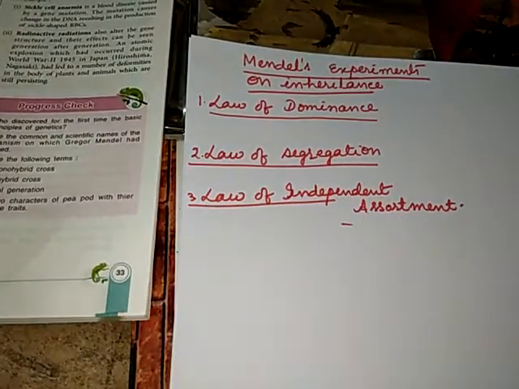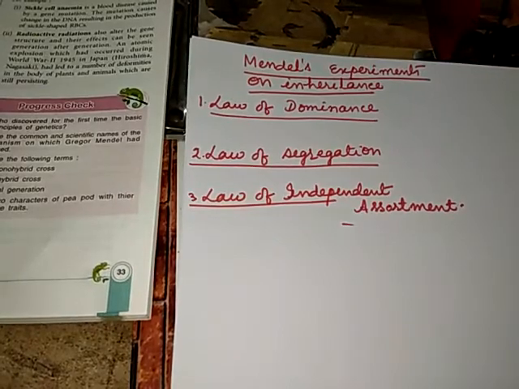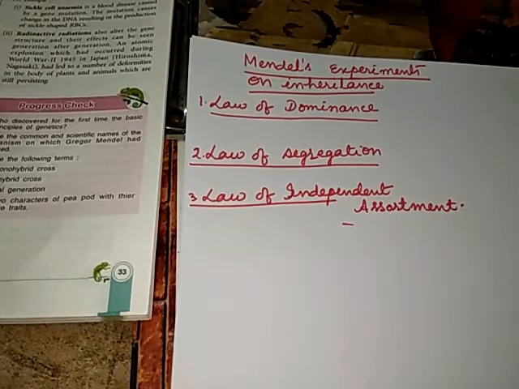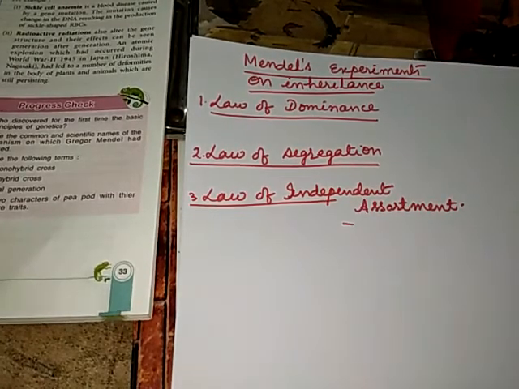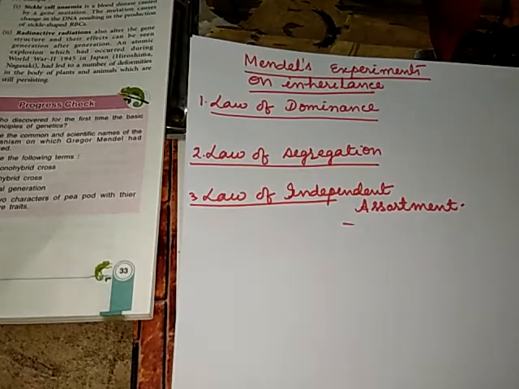The law of dominance says that out of a pair of contrasting characters present together, only one is able to express itself while the other remains suppressed. This relates to dominant and recessive characters, so that the recessive character can express only when the pair consists of both recessive alleles, that is, when it is homozygous for the character.